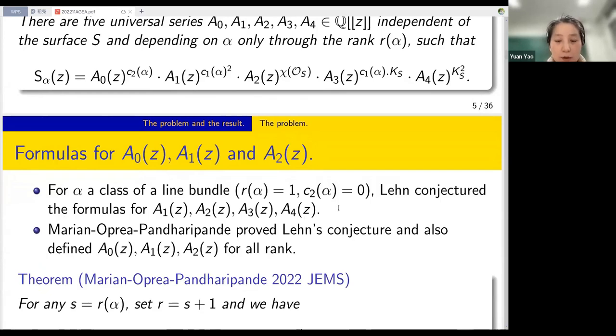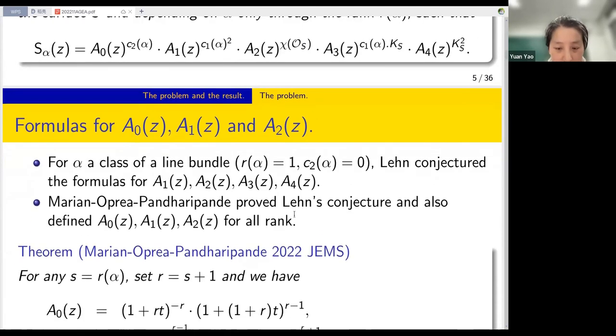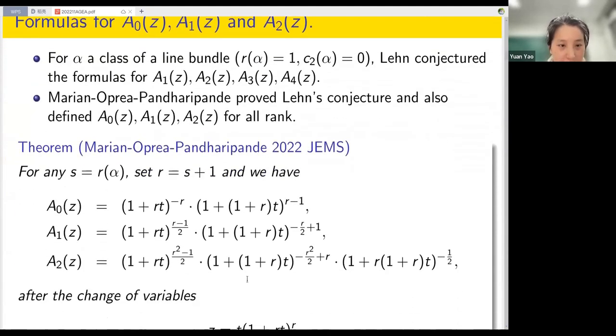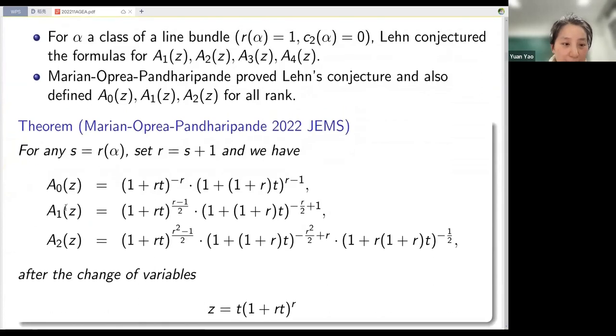They actually computed A0, A1, A2 for all ranks. So they have A0, A2, A3, A4 for rank 1, and A0, A1, A2 for all ranks. Okay. Here is their formula, and it looks not that complicated. So this S is the rank, and R is the rank plus 1. Okay, the rank R plus 1.